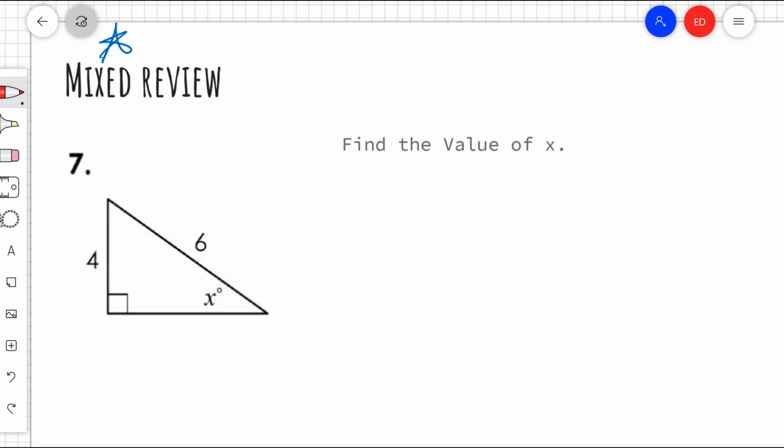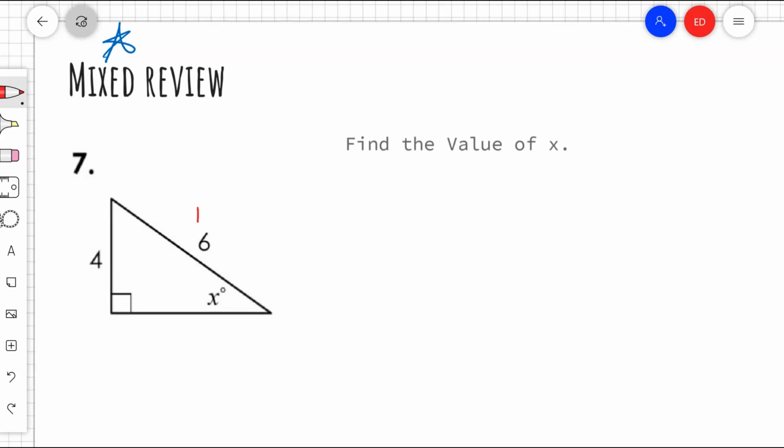All right, so let's go ahead and take a look at number 7. With number 7, with respect to the x degree, this is going to end up being hypotenuse. This is opposite. So we need a relationship between hypotenuse and opposite. So look at the top of your page. It's going to end up being sine x, because that's our angle that we're looking for. And then opposite is 4 divided by 6.